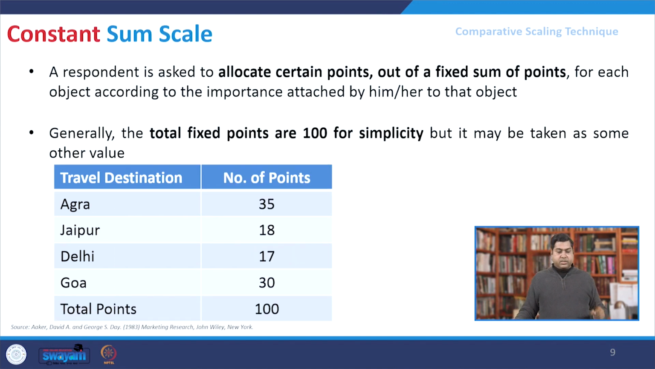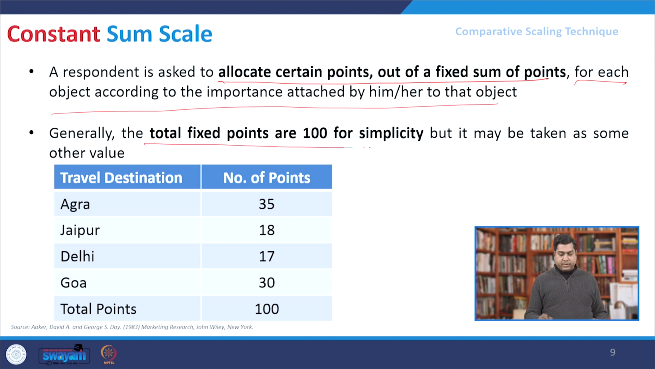Now, coming to the constant sum scale. In this case, a respondent is asked to allocate certain points out of a fixed sum of points for each object according to their importance or preference. Generally the total fixed points are 100 for simplicity. It can be 10, but the moment you reduce that value, it is sometimes very difficult to distinguish the points.